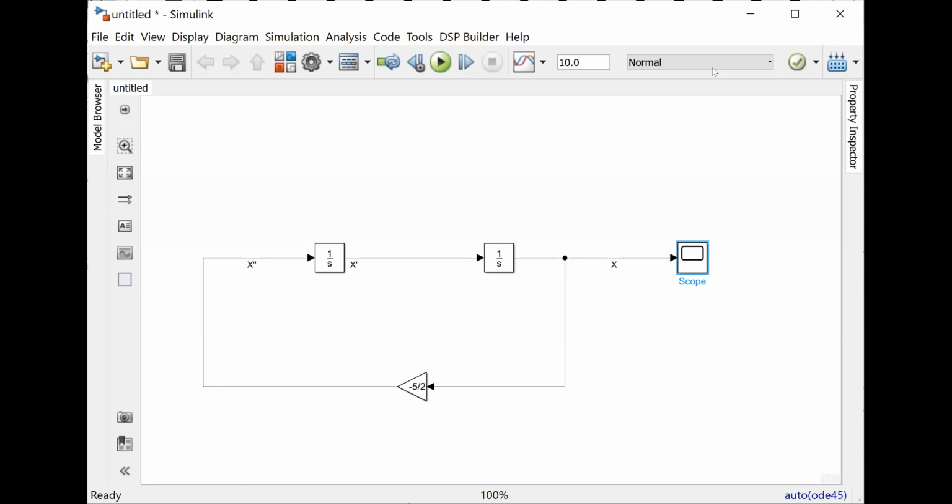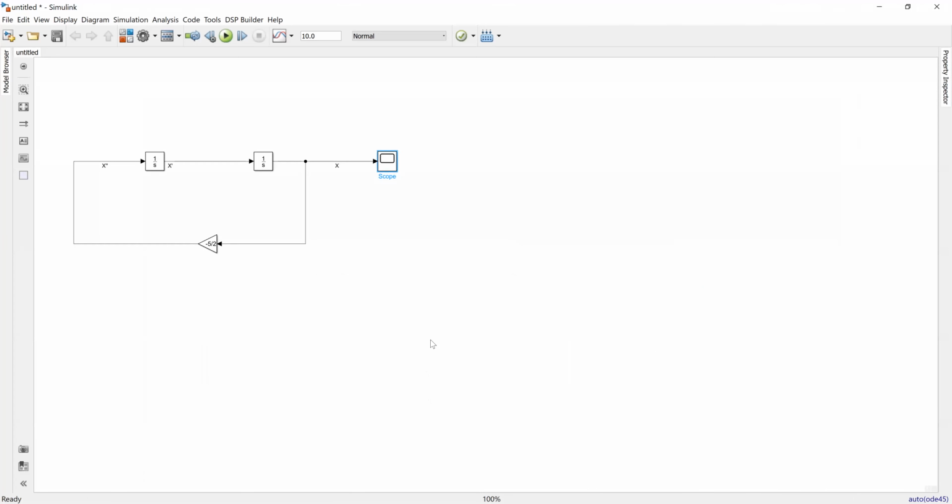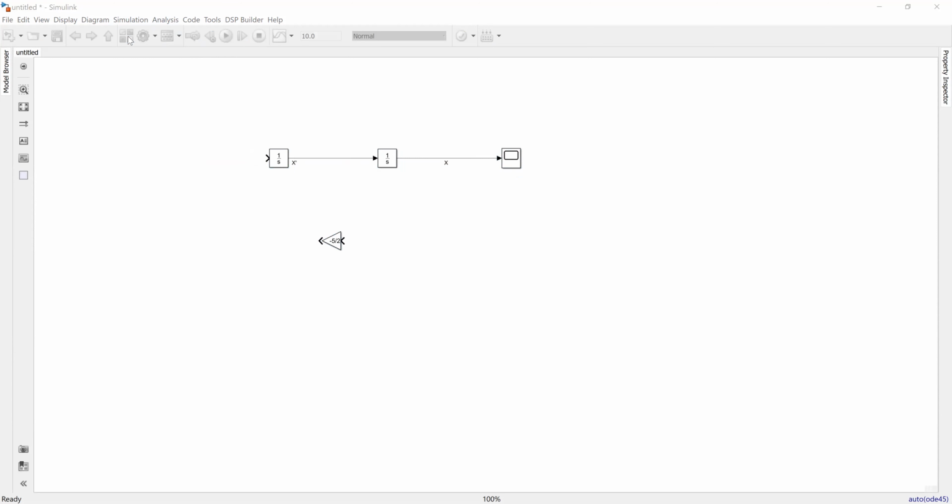So this is our previous model, and let me modify the same model. I need a summer, so I click on this and I will add a sum block, and you can see here is the sum block, and I need one more gain block.